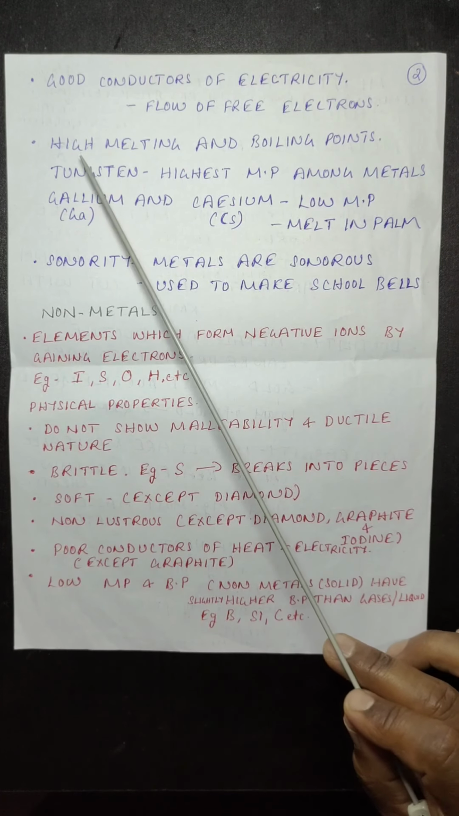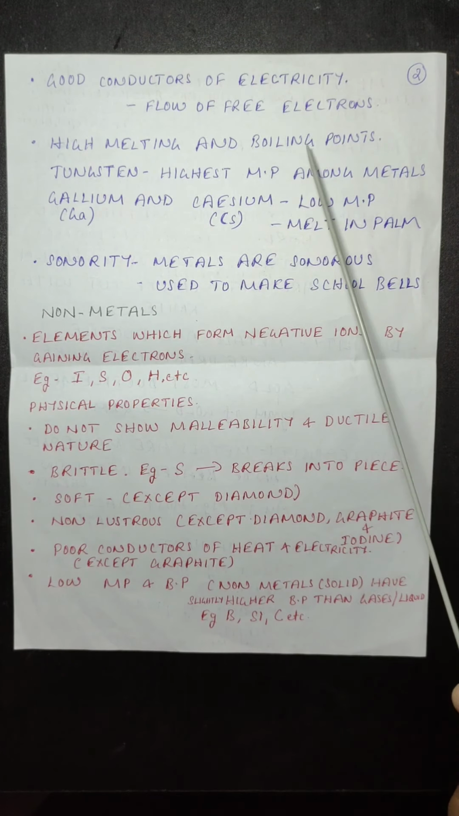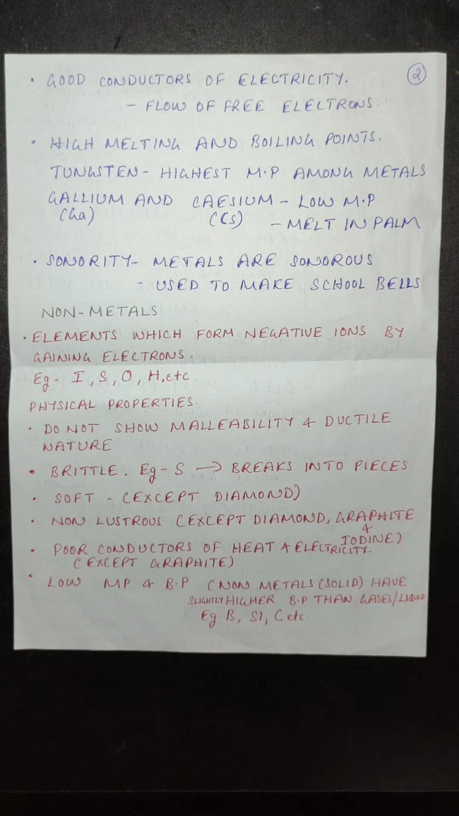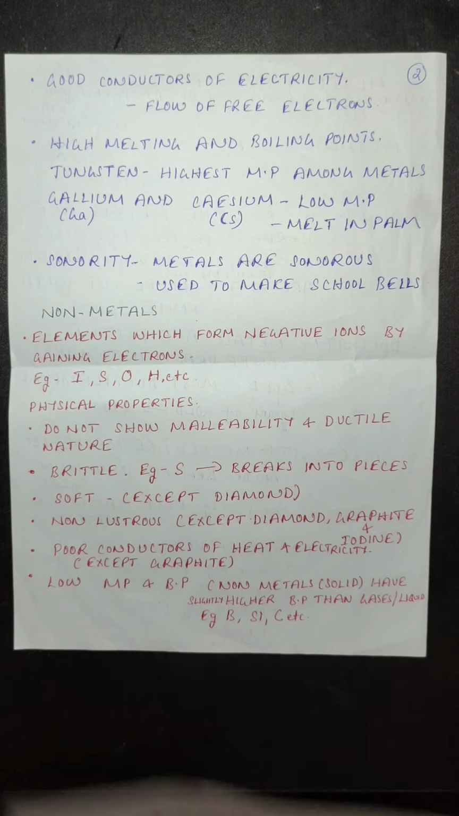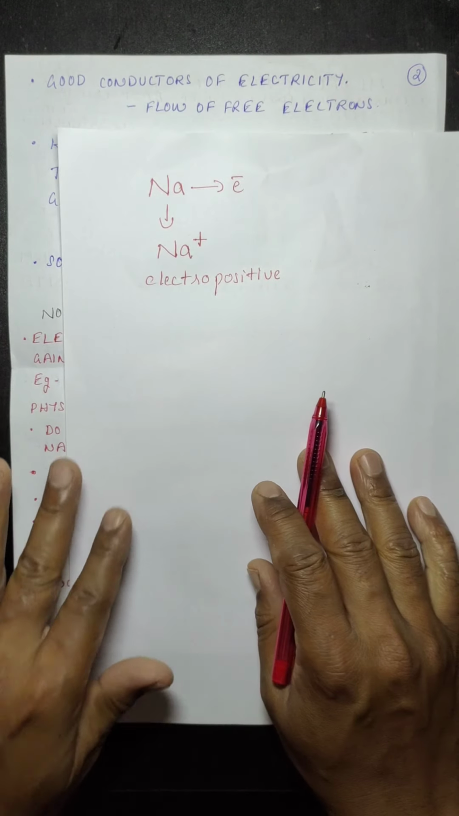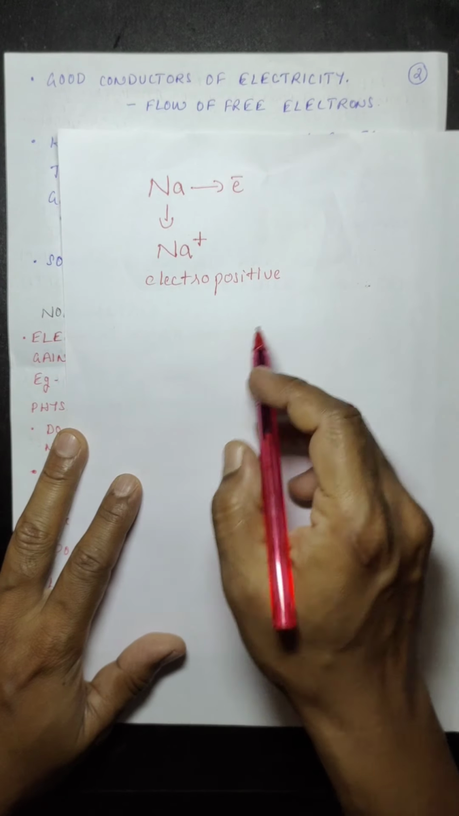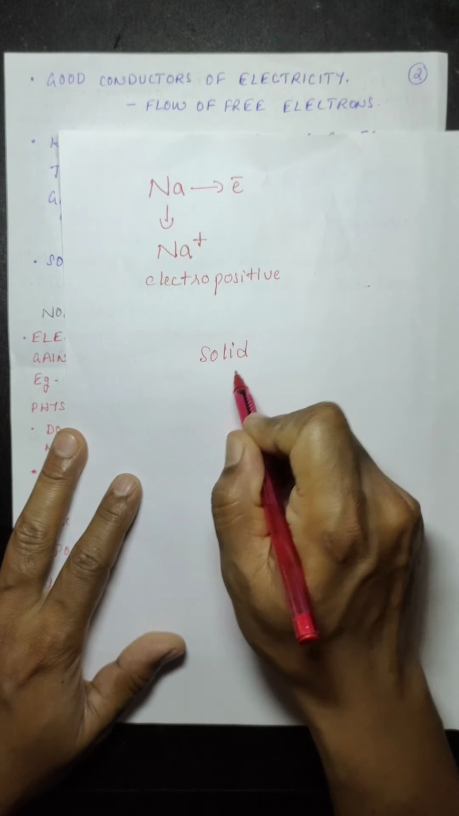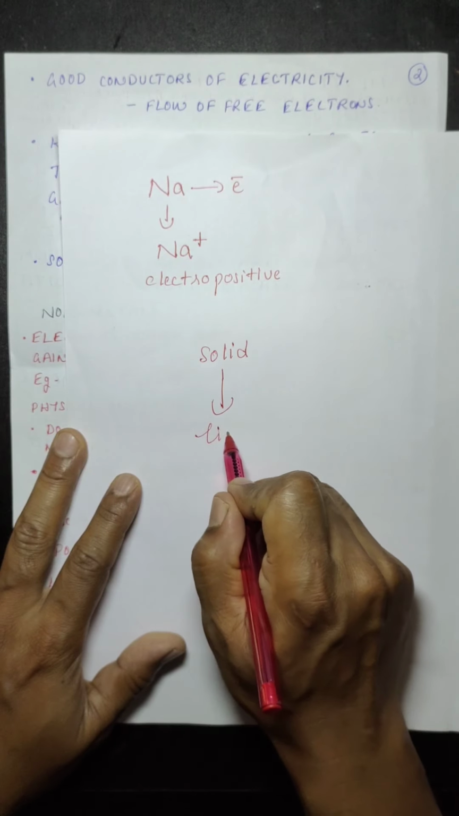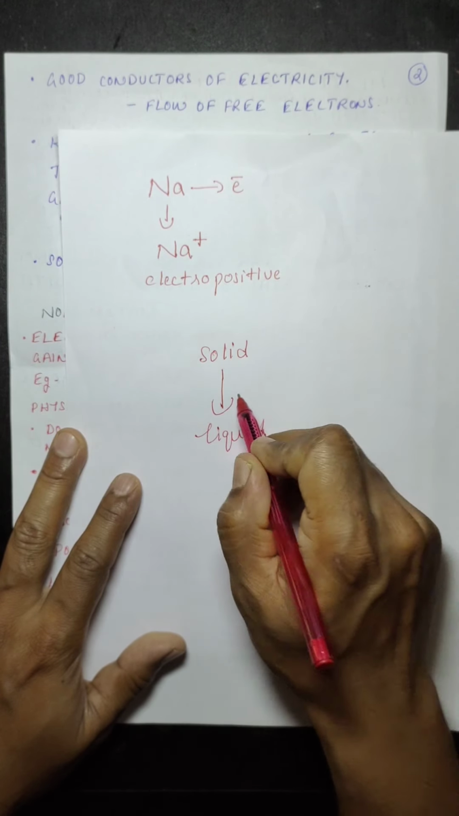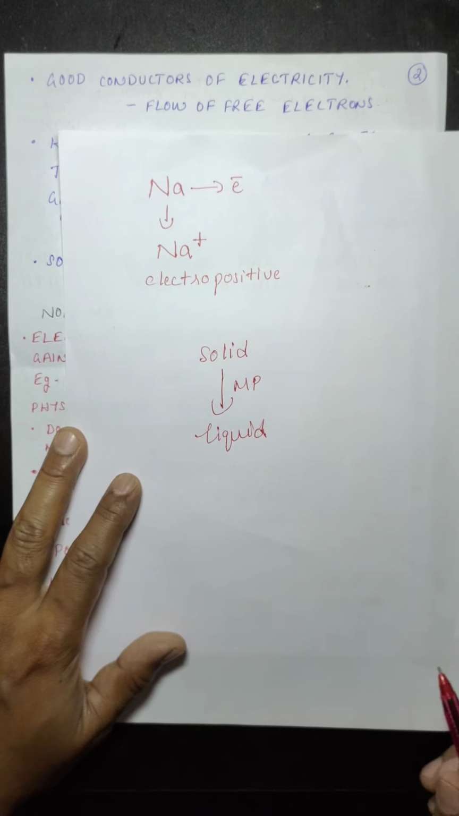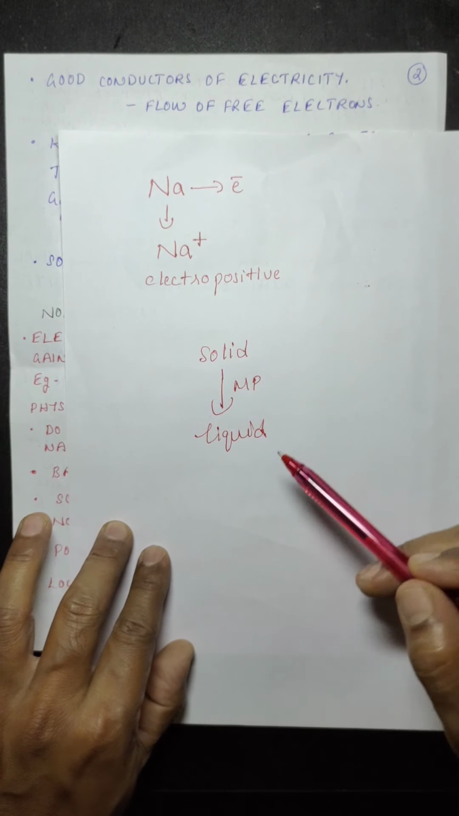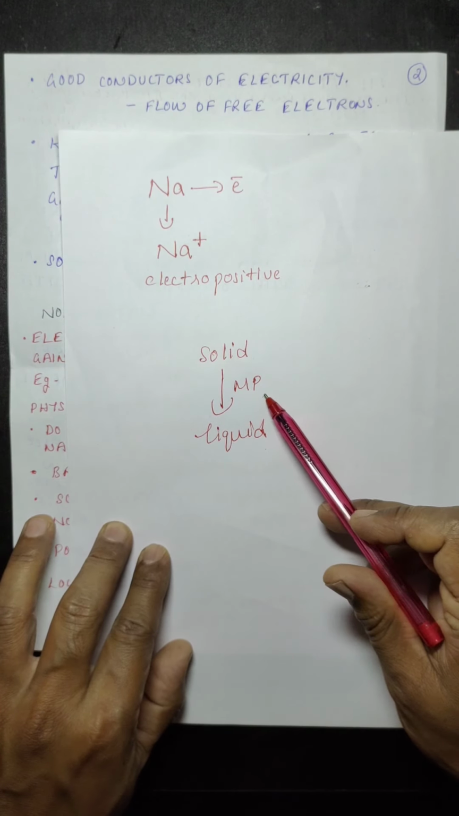Then, do you know metals have high melting and boiling points? Their melting point and boiling point is very high in the case of metals. Let me tell you what exactly this melting and boiling point is. See here. The temperature at which solid is converted into liquid is called melting point. Remember that.